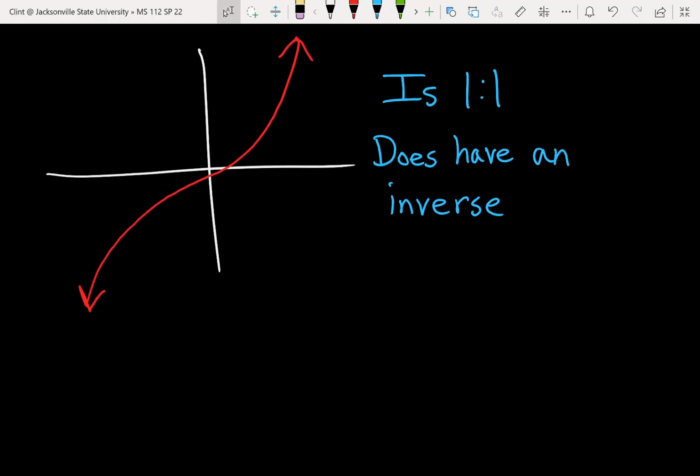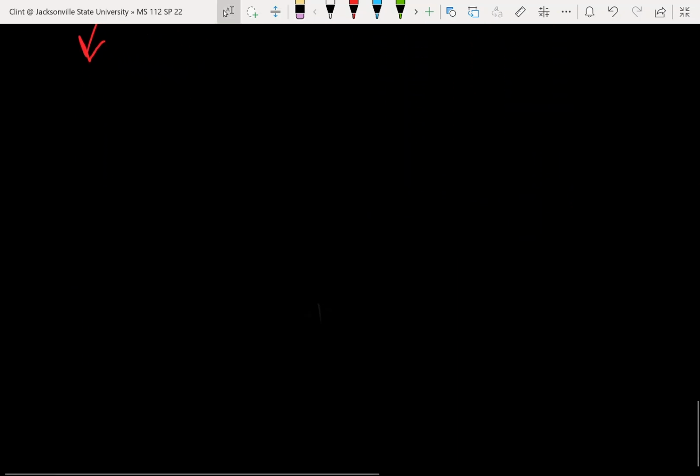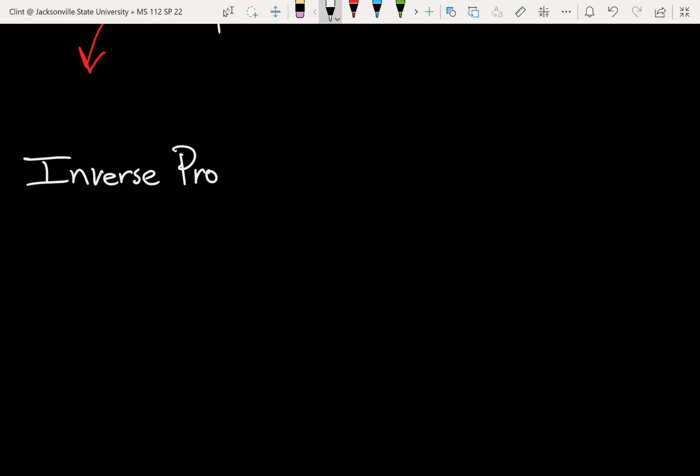All right. If we don't have the graph, and we just have two function definitions, the inverse function property.